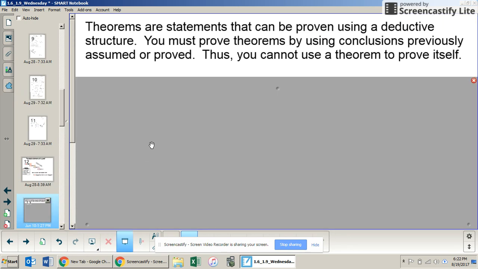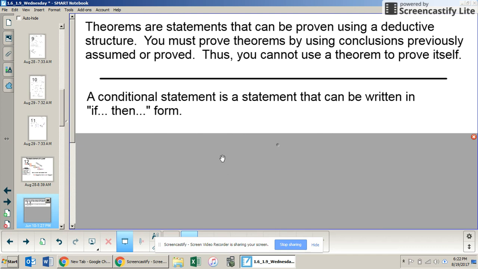Theorems are statements that can be proven using a deductive structure. You must prove theorems by using conclusions previously assumed or proved. And we'll talk a little bit more about this as we move forward. But remember that you cannot use a theorem to prove itself. So if you're trying to prove a theorem, you can't use the theorem itself as a reason.